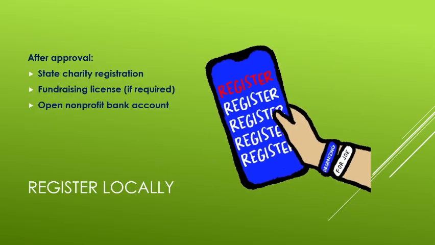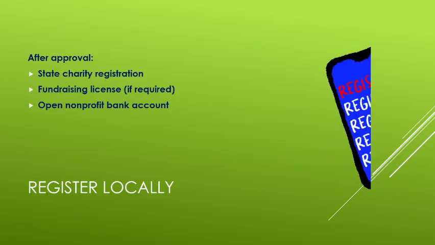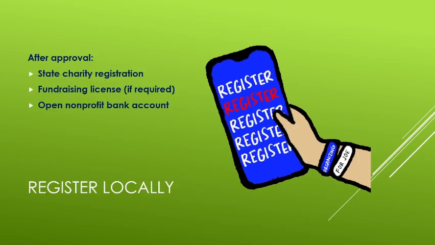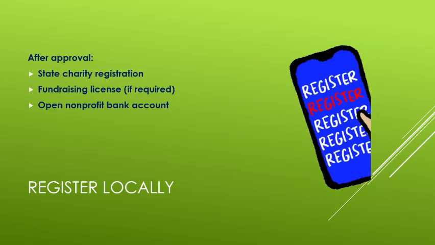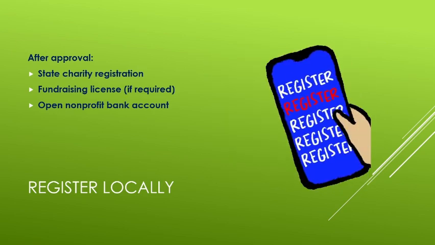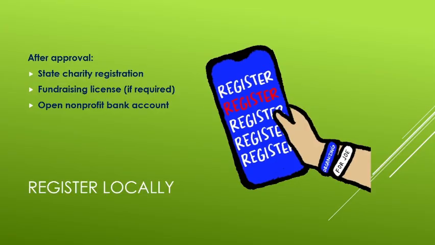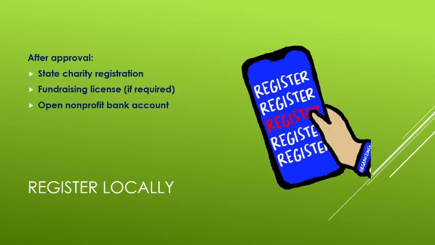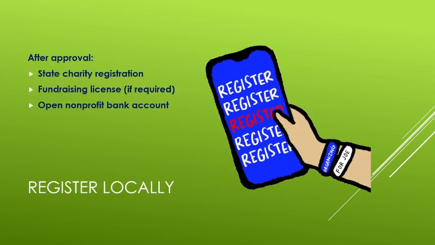After approval, you want to register with the state charity. Then you want to get a fundraising license. If you're going to be fundraising via telephone, etc., online, you have to have a license. So you want to go ahead and do that. And then you also want to open a nonprofit bank account. So you have to register locally.